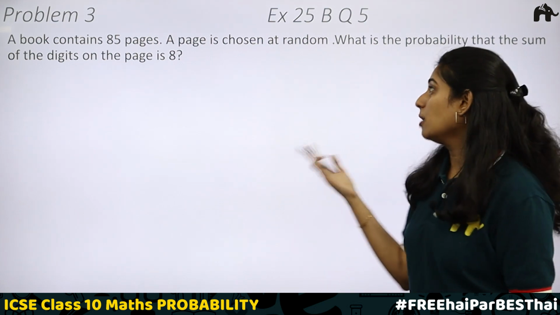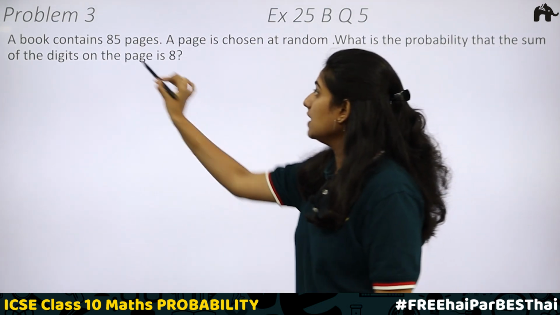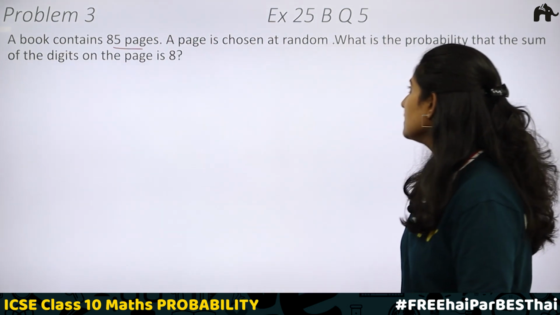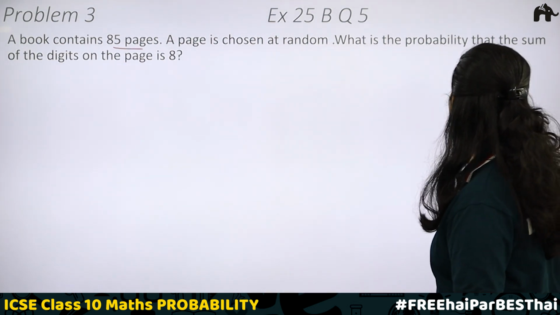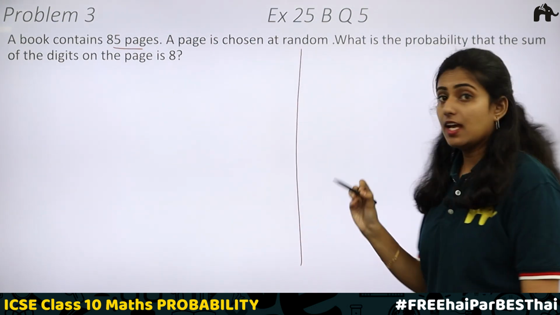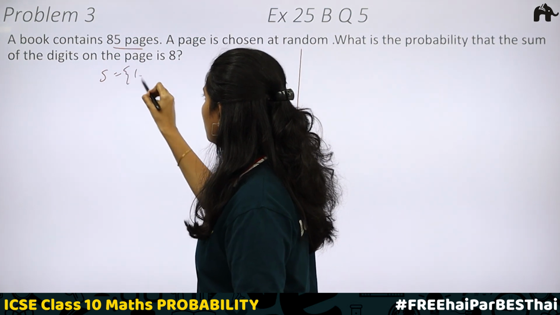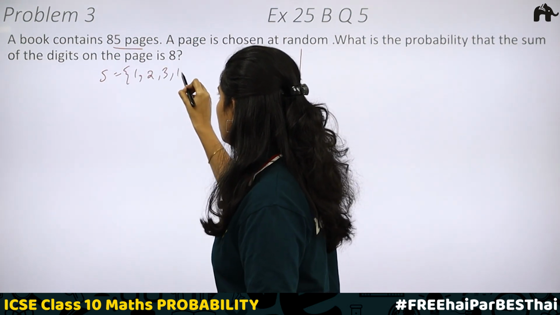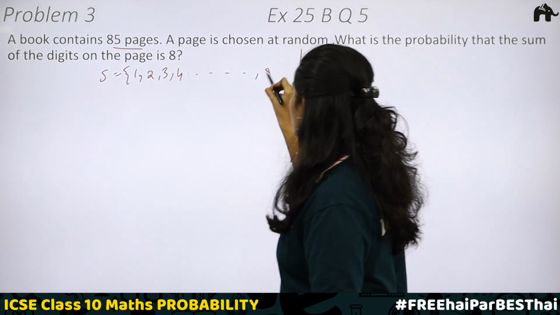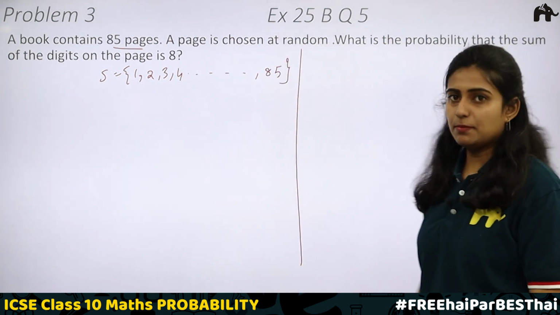Got it? Next, problem number 3, question 5 of exercise 25B. A book contains 85 pages. A page is chosen at random. What is the probability that the sum of the digits on the page is 8? Here, there are 85 pages. So, the sample space will include page number 1, page 2, page 3, page 4, etc. up to page 85. Okay, this is a sample space.